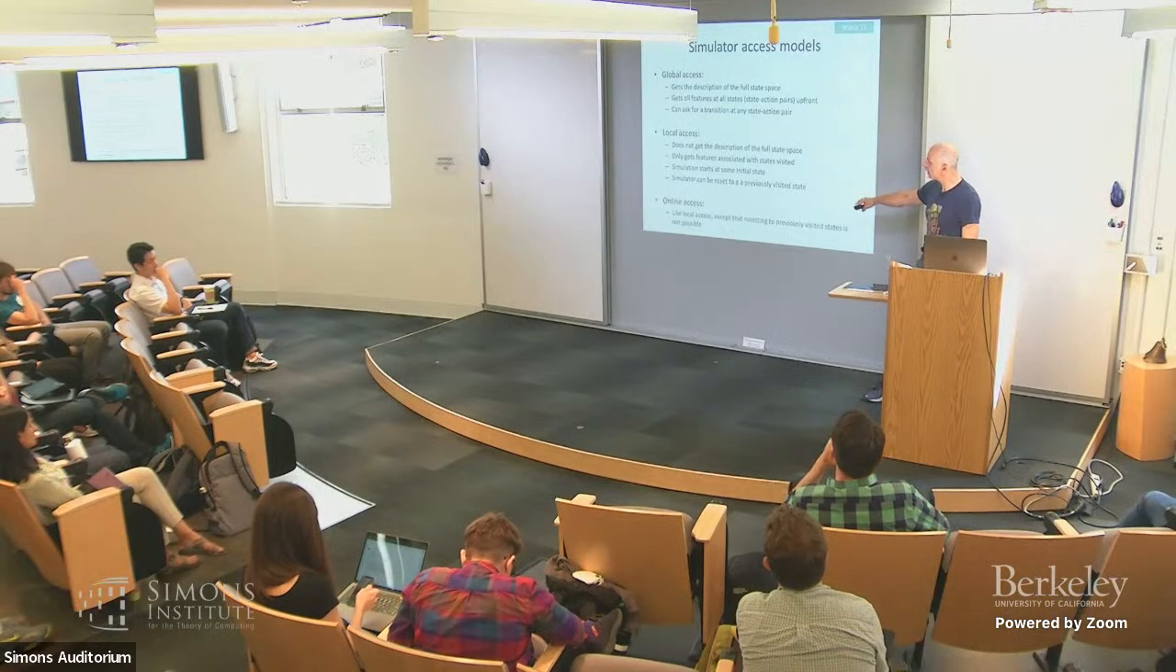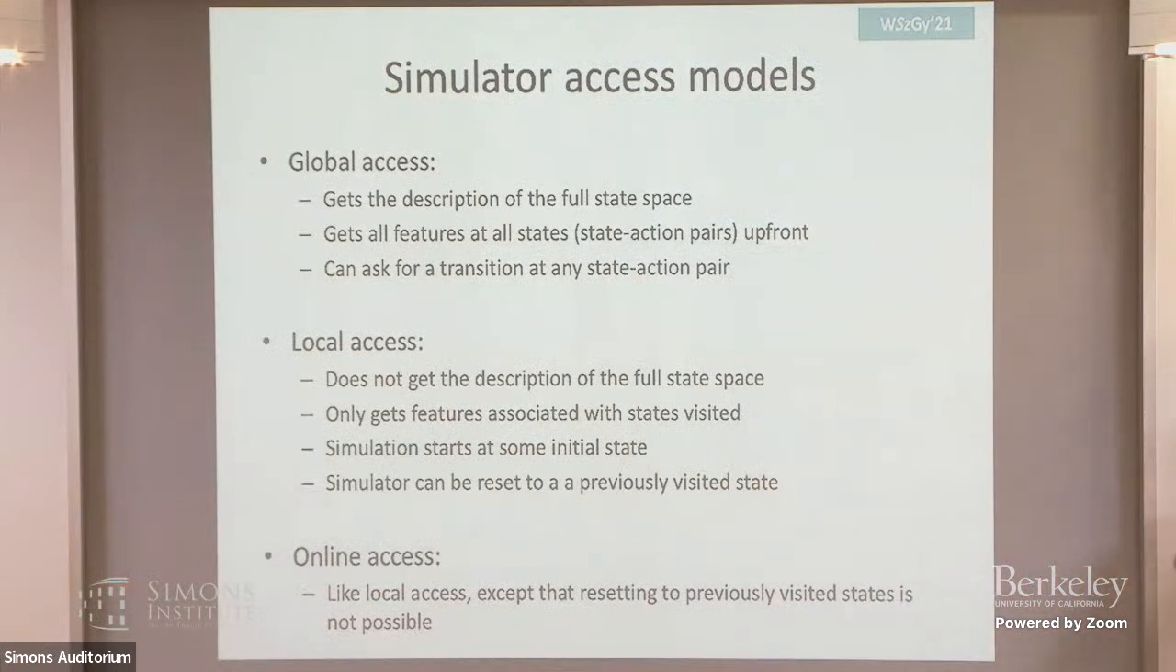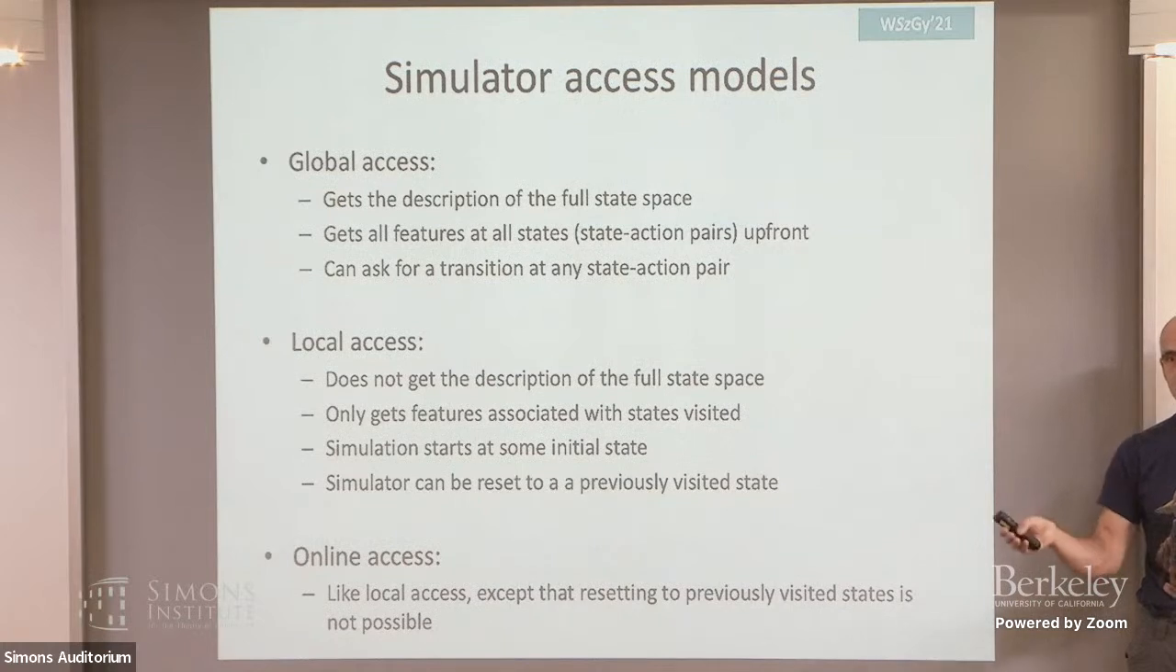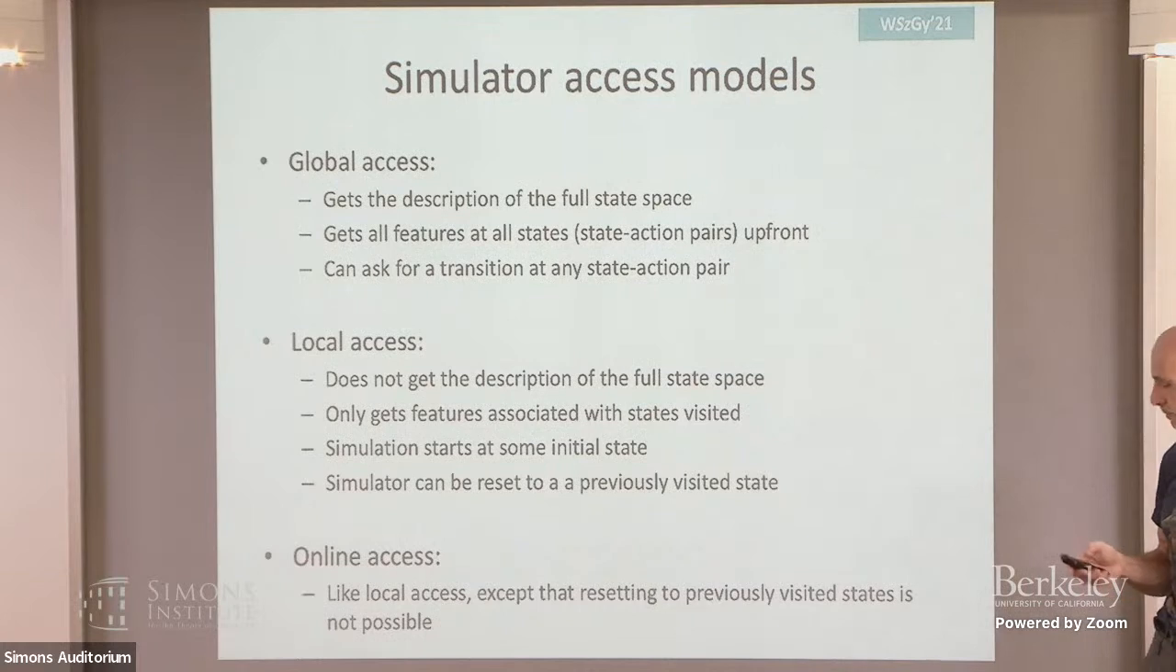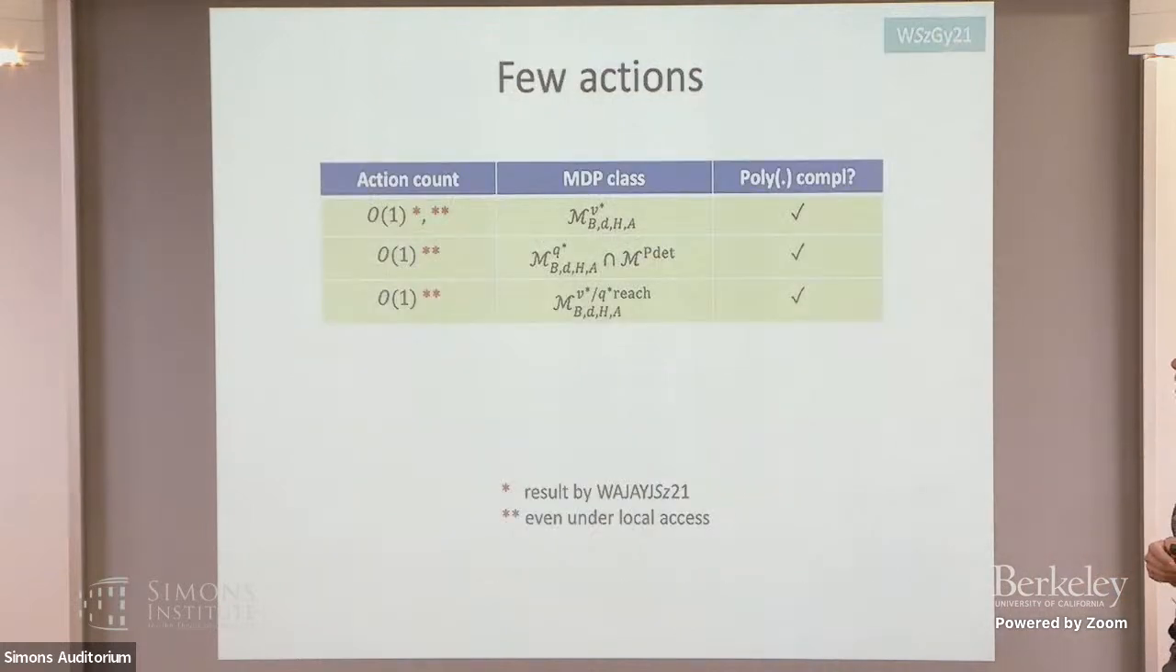And finally, the weakest of all of these assumptions, online access, which is like when you're interacting with the real environment, that's what you have. You can't reset back to previously visited states. If you have deterministic transitions, of course, you could do that by saving how you got to some state. But if you have stochastic transitions, then that's not possible. And so again, we see the difference between stochastic and deterministic environments. Just kind of interesting.